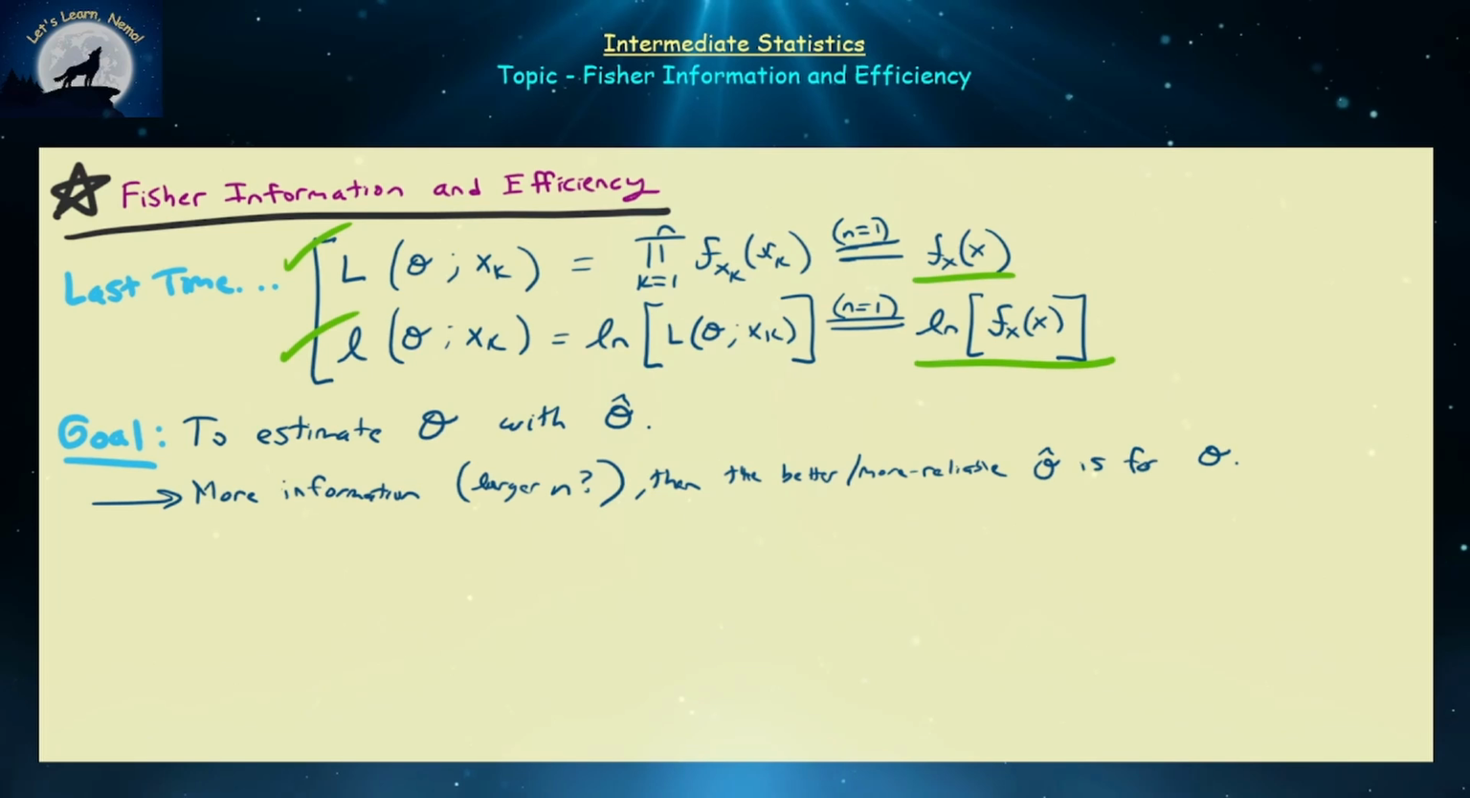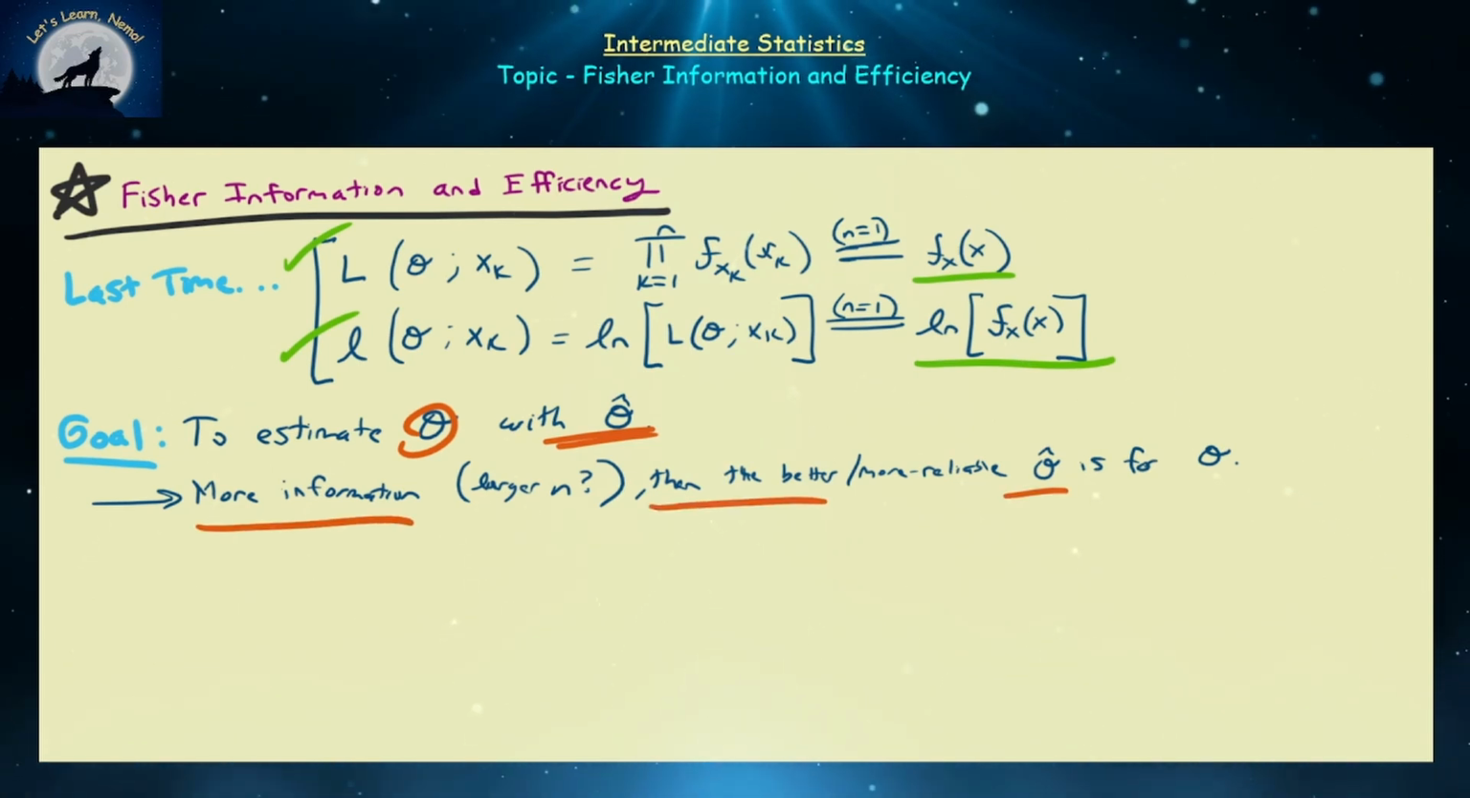So what is our goal with estimation theory? Our goal is to estimate theta with some statistic theta hat. So one can begin to ask or try to quantify the following statements. The more information, the better, i.e. more reliable theta hat is for theta. Right? So the question is, how do you define more information?